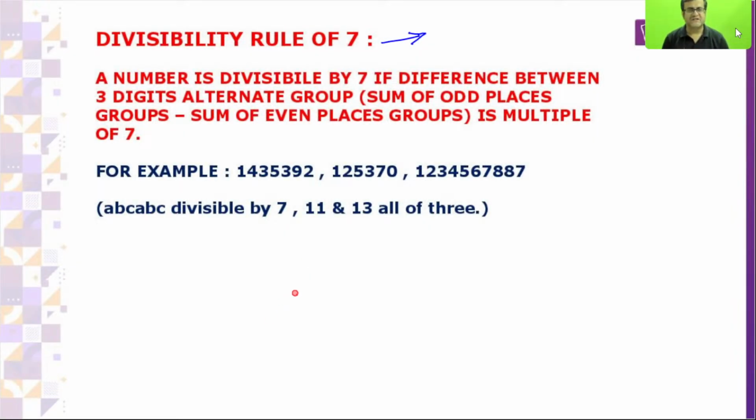The number is divisible by 7 if the difference between the 3-digit alternate groups, the sum of odd place groups minus the sum of even place groups, is a multiple of 7. Then the number is divisible by 7. I'm telling you, this can be easy for you. Just understand what this statement is. I will explain. Taking an example, you will understand better, else you will be puzzled. The very first number which is given, read it.